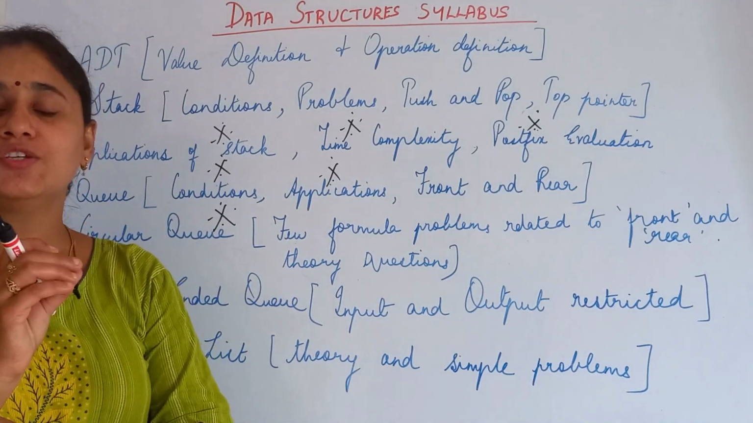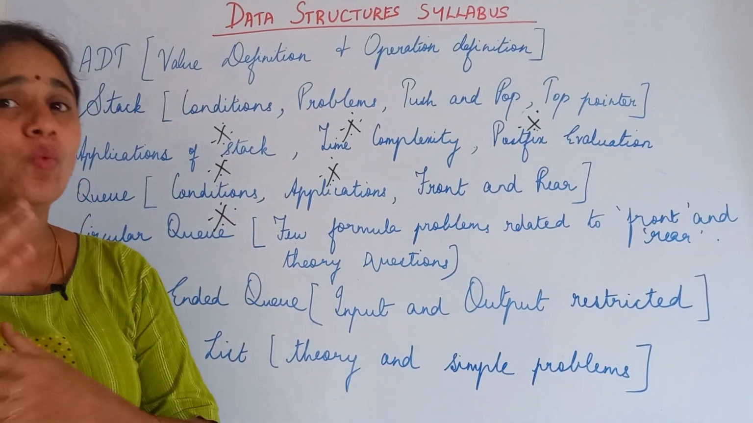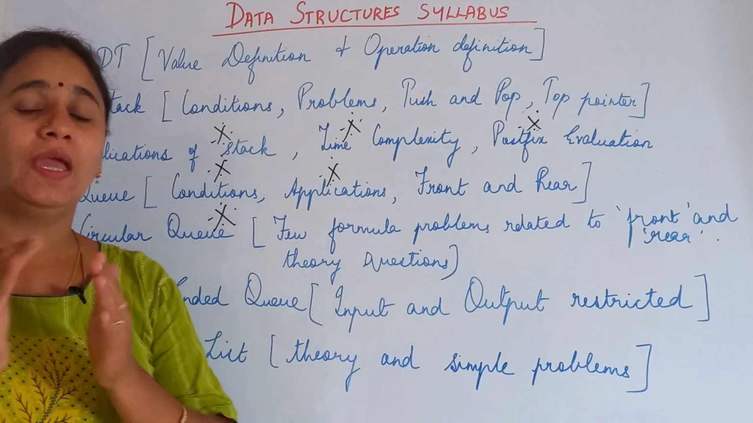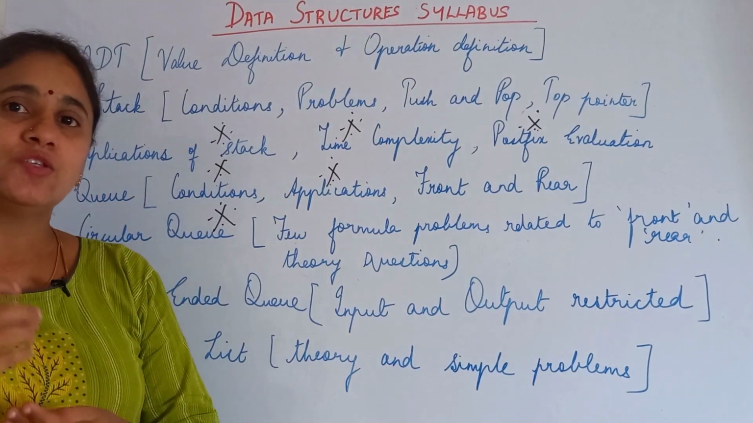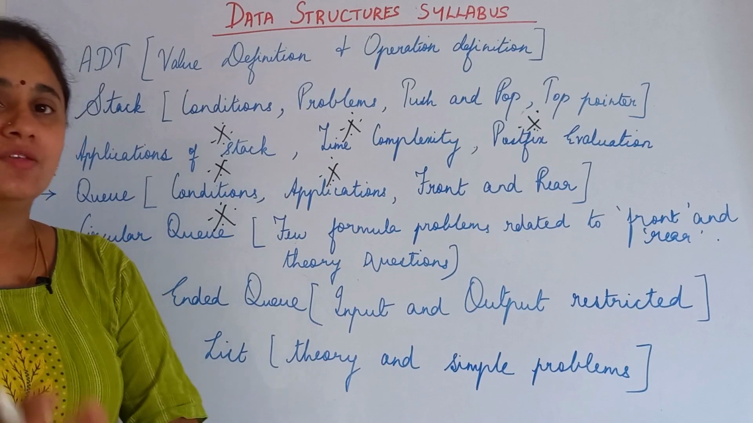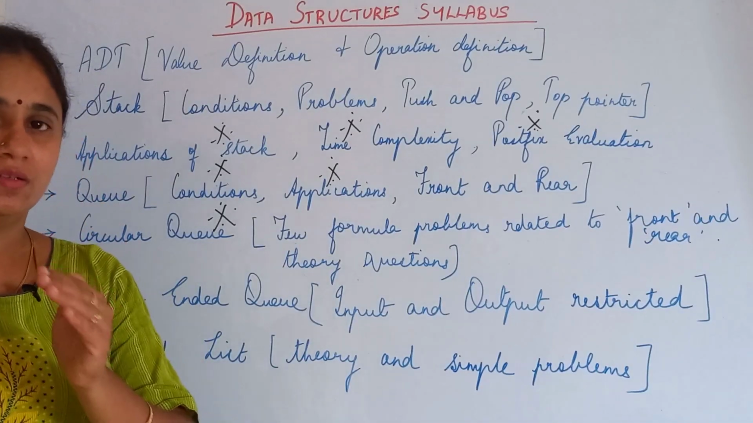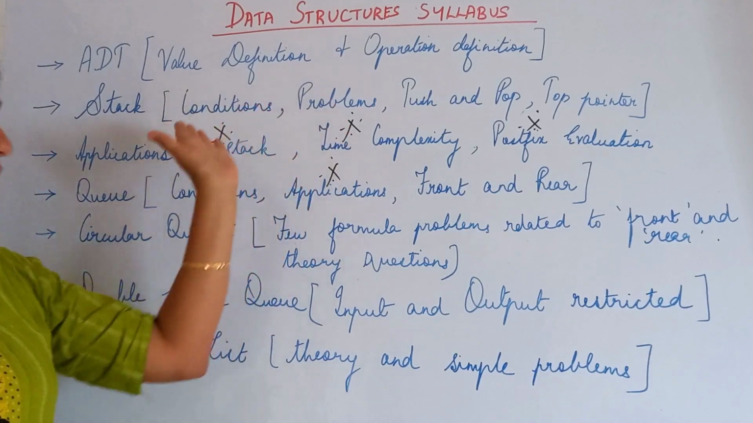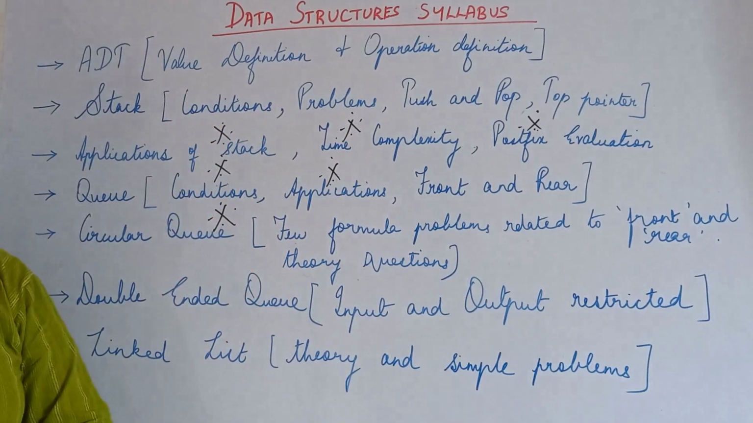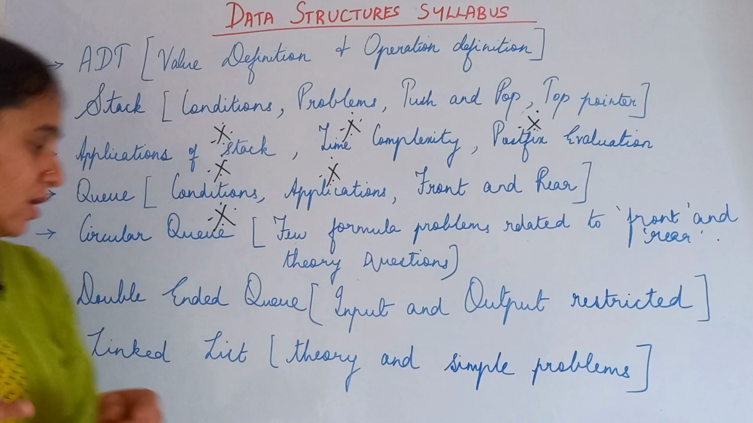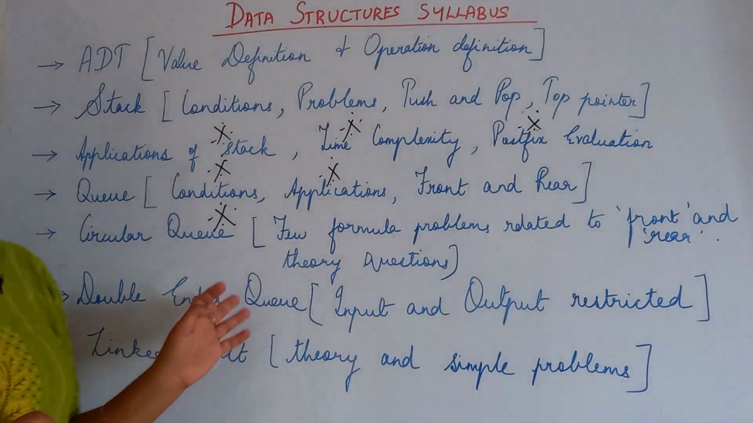What is the condition for the queue to be full? What is the condition for the queue to be empty? Is there any chance for inserting an element? What is the maximum size of a circular queue? All these types of questions we are going to discuss under stacks and queues. Are you clear? Now next is double-ended queue.